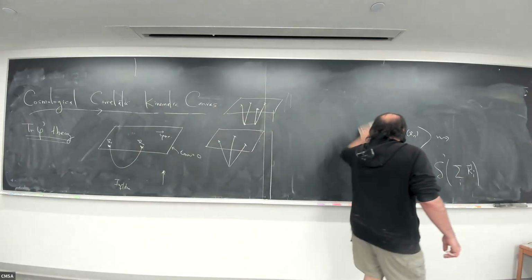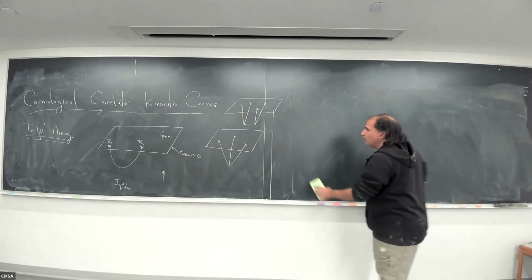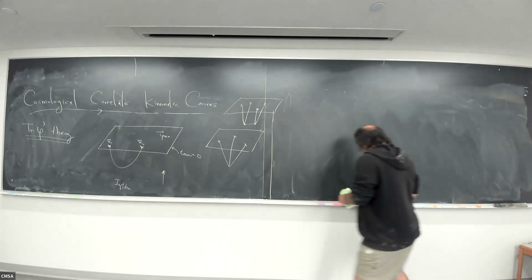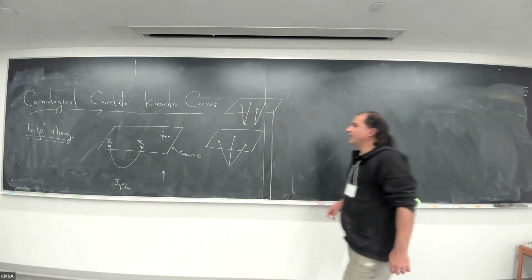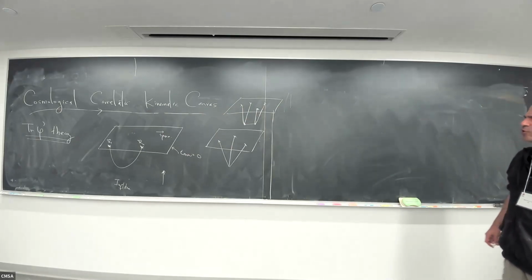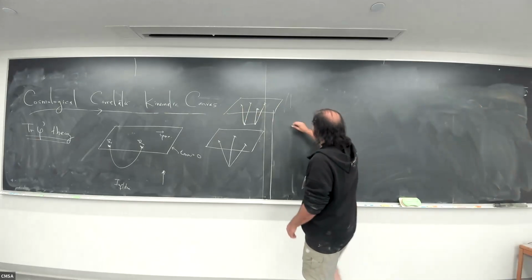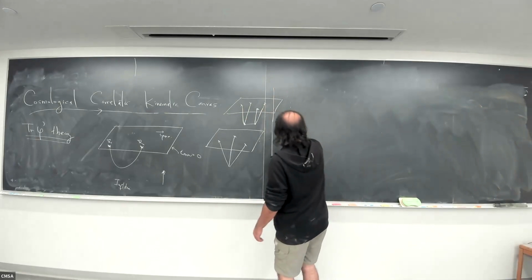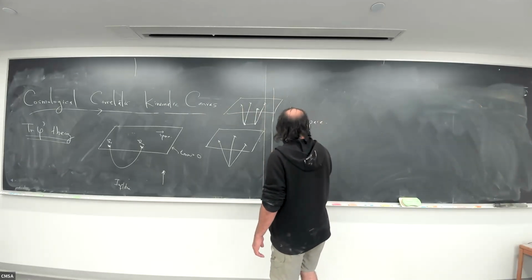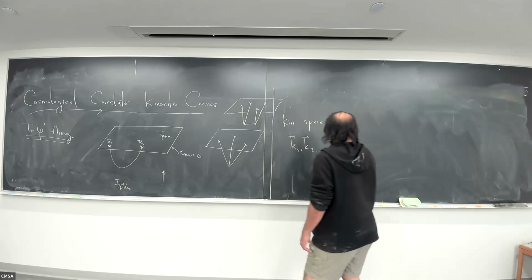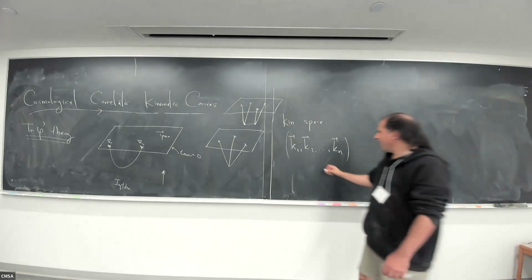I'm trying to give you the minimum amount of knowledge you need in order to see at least what the difference is in the kinematics between the case of amplitudes and the case of cosmological correlators. So what is the kinematic space here? The kinematic space is just a bunch of spatial momenta, k1, k2 up to kn, with the sum of the k's equals 0.